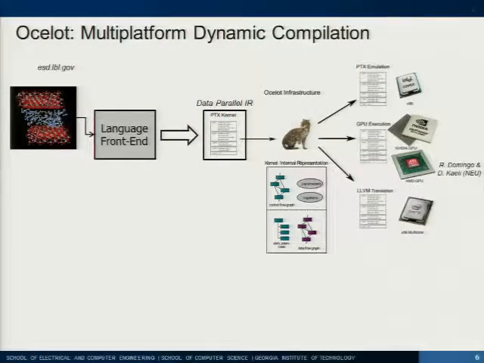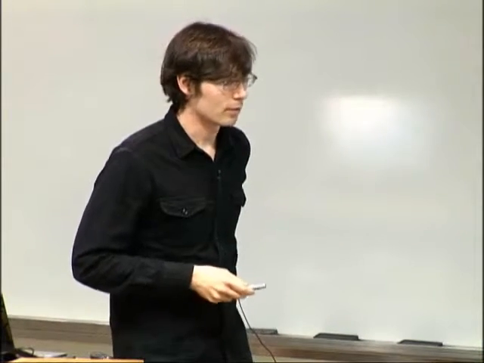The GPU Ocelot project tries to take a single representation of a program in the form of a data parallel internal representation, and then do program analysis on that, then translate it for execution onto multiple different types of processor backends. This is the overview slide of GPU Ocelot. We envision multiple language front ends, device-independent parallel program transformations and analysis, and then multiple backends.